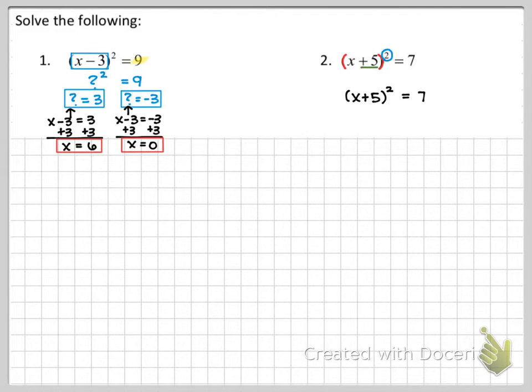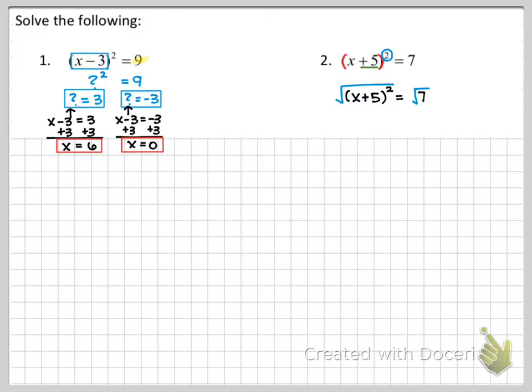So how do I get rid of a squared? What's the opposite of that? Well, it's kind of what we were doing. The opposite of a squared is the square root. So to get rid of that 2, I am going to have to square root everything on that side, since the square and the square root are inverse operations of each other. However, whatever you do to one side, you have to do to the other. So I'm going to square root that side as well.